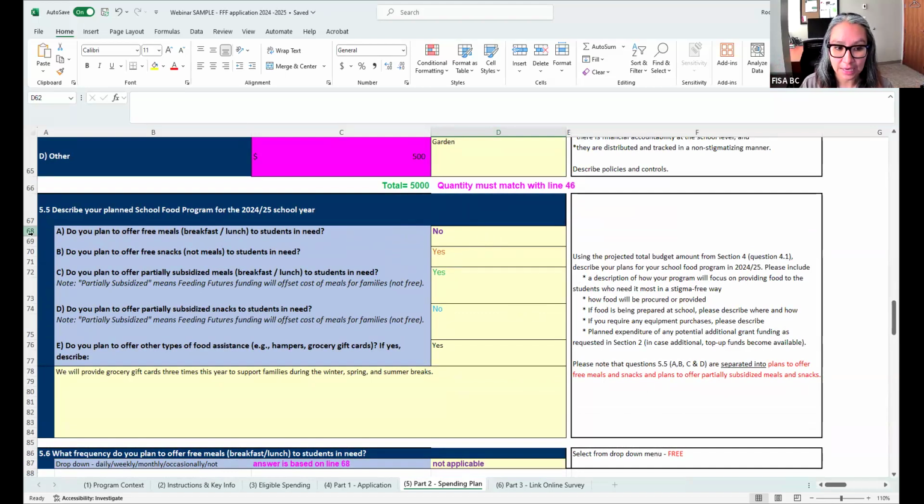So line 68 is how often do you plan to offer free meals? This could be breakfast and lunch to students in need, okay? No snacks, breakfast or lunch only. So I say, you know what, drop down menu. I say, no, I'm not planning to offer any of these foods. I'm not planning to offer breakfast or lunch this year. Yes, let me see, I see a question.